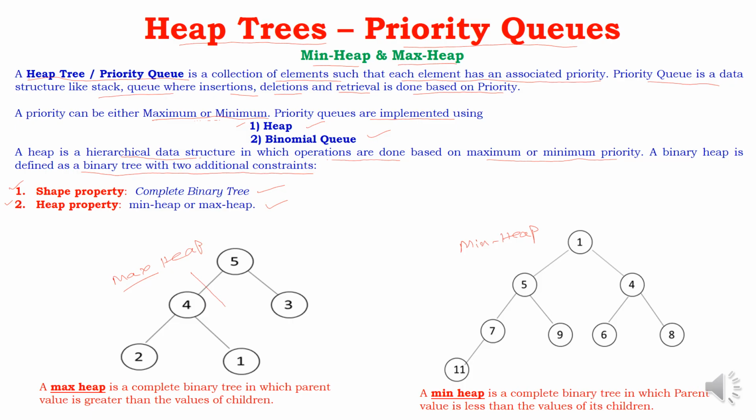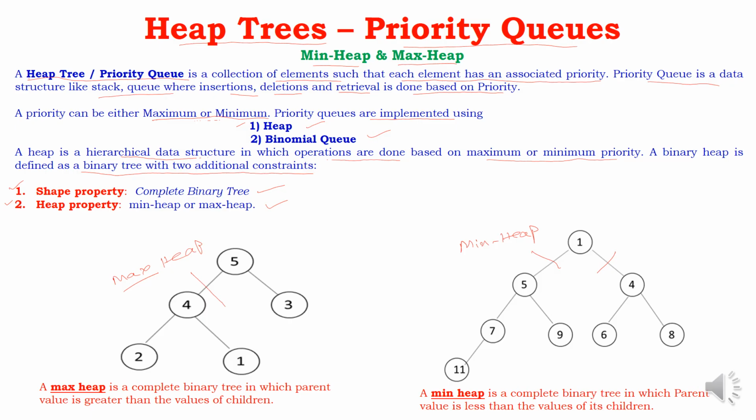In the same fashion, in min heap, root value is smaller than its children value. 1 is less than 5 and 4. Again, left and right are min heaps. 5 is root of the left tree, and 5 is less than its left value and right value. And 4 is less than its left value and right value. Everywhere it follows the same rule. So min heap means parent value is smaller than children value, and max heap means parent value is greater than children value.